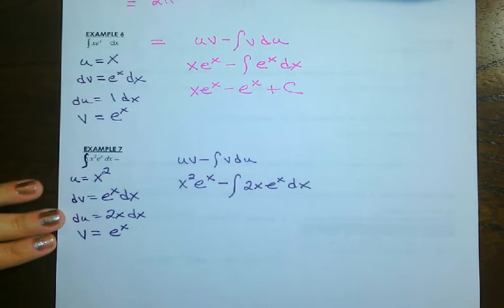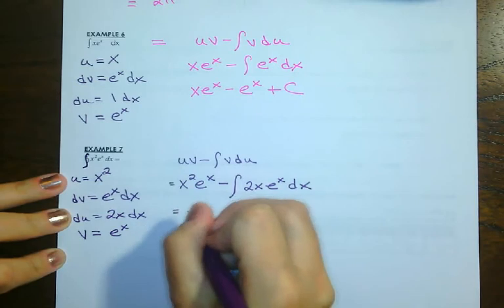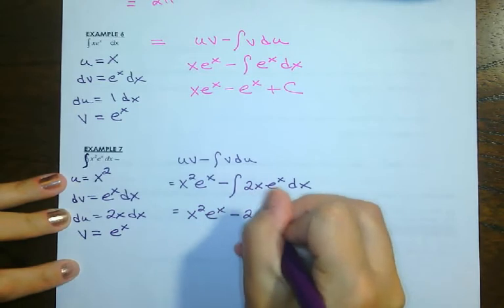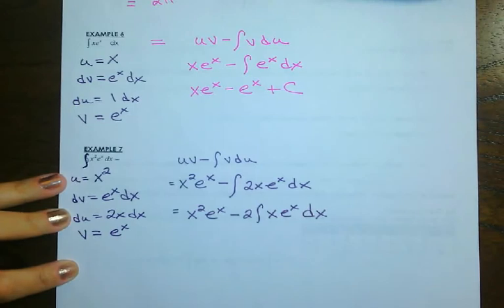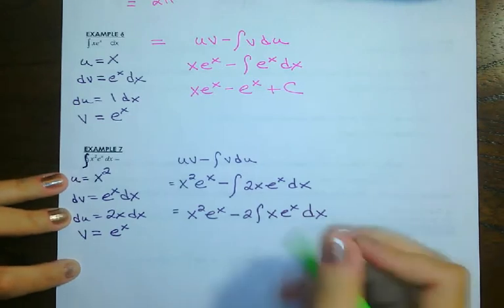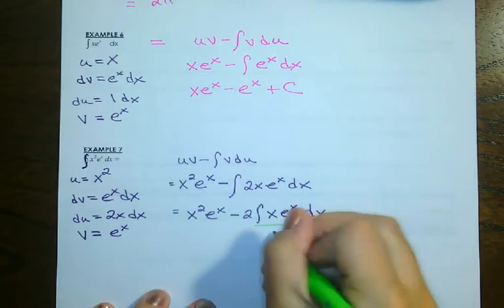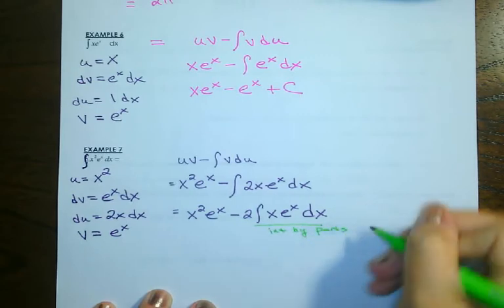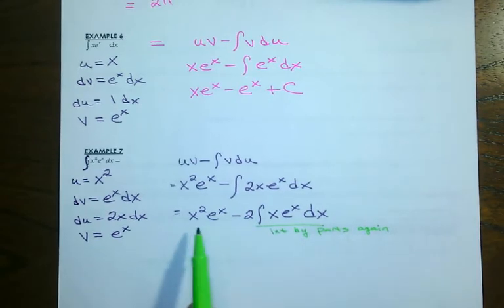Well, from here, we can simplify this just a little. I would probably pull that 2 out, so you've got minus 2, the integral of x e to the x dx. The issue becomes, well, how do I integrate this? And you'll notice, well, that's another integration by parts. So you need to do integration by parts again on just this piece. Okay? Now, don't forget, you've still got this piece over here.